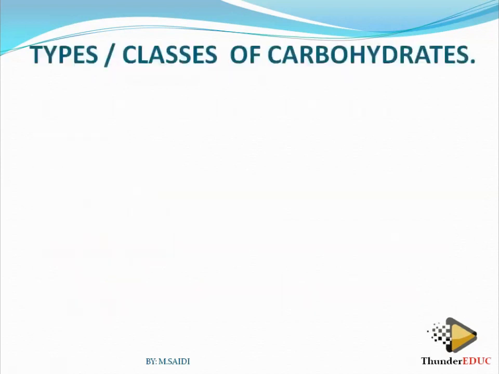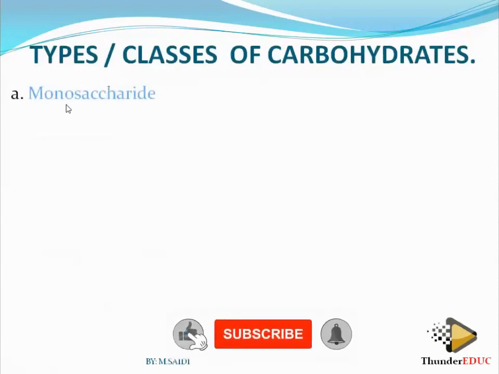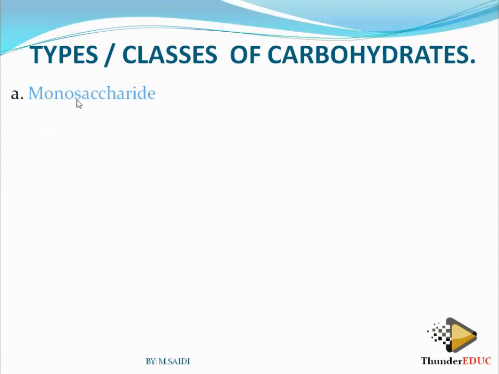Let's look at the types or classes of carbohydrates. Number one, we have what you call the monosaccharides. Mono means one, saccharides means sugar. So it's the sugar made up of one molecule.